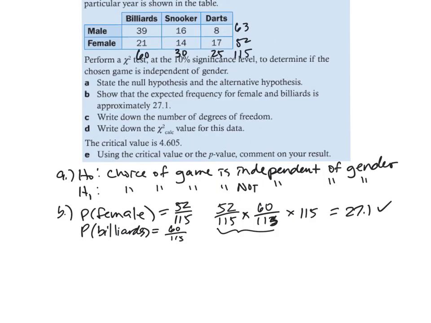Okay, then in letter C, it says write down the number of degrees of freedom. So for degrees of freedom, we take the number of rows minus 1. There are 2 rows, times the number of columns minus 1. There are 3 columns, and that would be what? 1 times 2, which turns out to be 2. Okay, letter D says write down the chi-squared value. Again, you'll do this on the calculator. Chi-squared to 3 significant digits turns out to be 7.79.